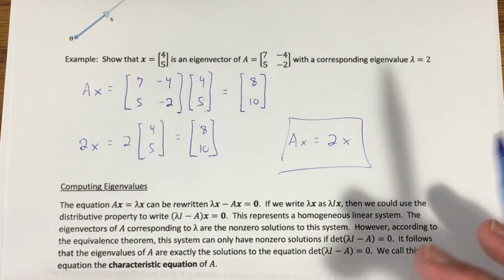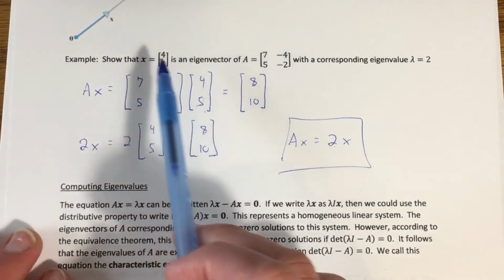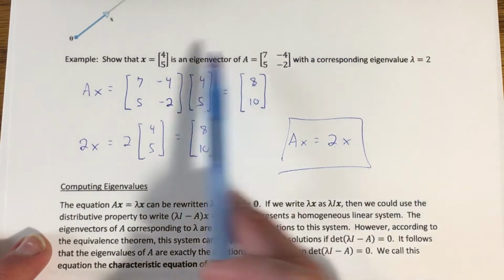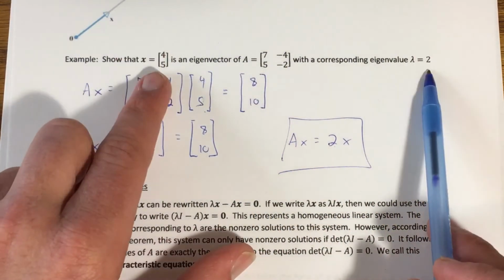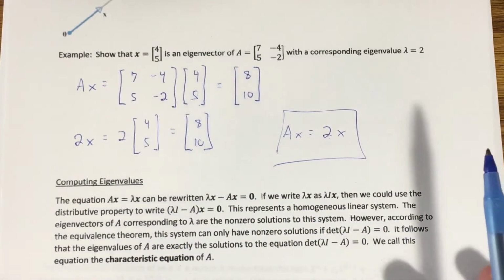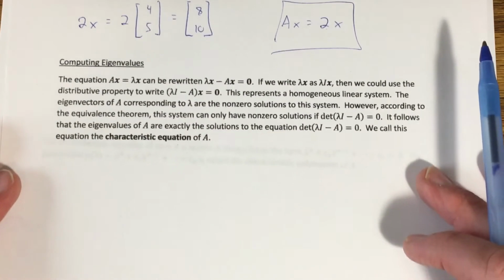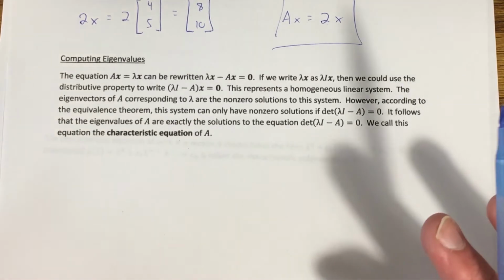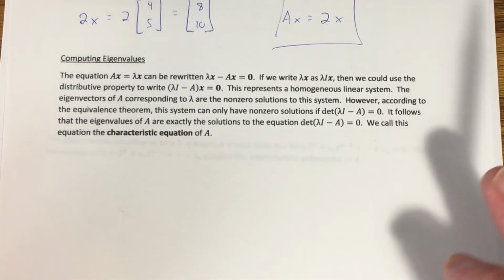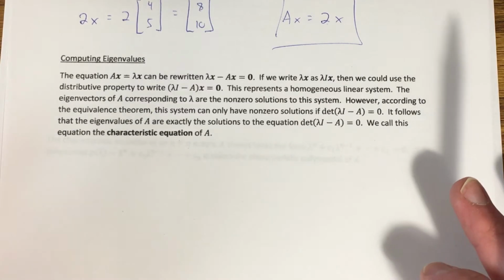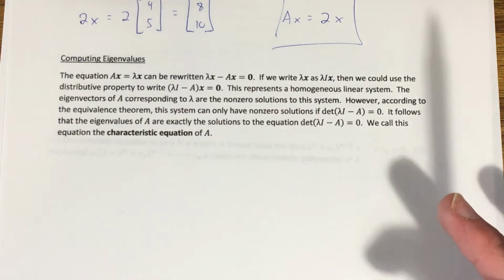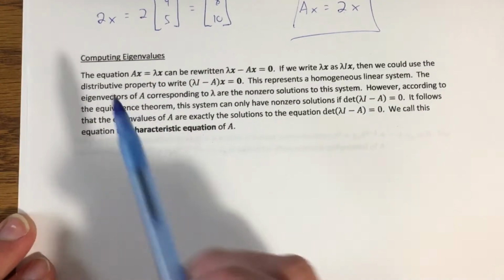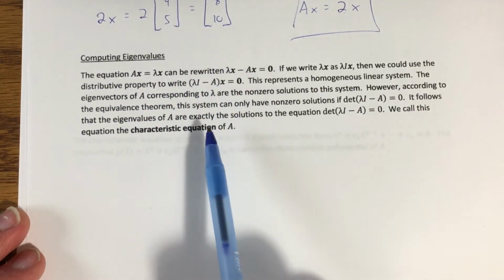Okay, so this is an example where I provided the eigenvector and the corresponding eigenvalue for you. But how do you come up with these if all you're given is the matrix? Well, that's this next section down here. We want to talk about how to compute eigenvalues for some square matrix. Again, this only applies to square matrices. Matrices that are not square don't have eigenvectors or eigenvalues. So I'm going to walk you through this little explanation here.